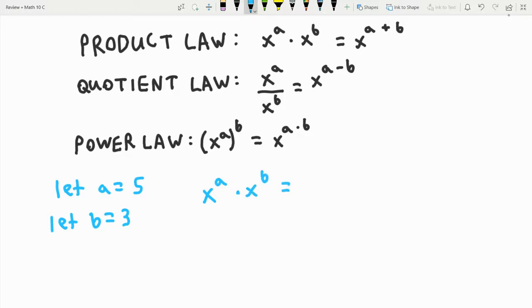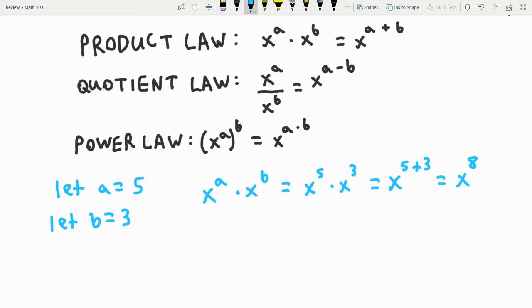In this case, I know what my values of A and B are. I'm letting A equal 5, so I have x to the power of 5 times x to the power of 3. Now, what would this equal? Well, according to the product law, when you have the same base, so you have x and x, you just keep the base and add the exponents together. So in this case, I have 5 plus 3. So this would be x to the power of 8.